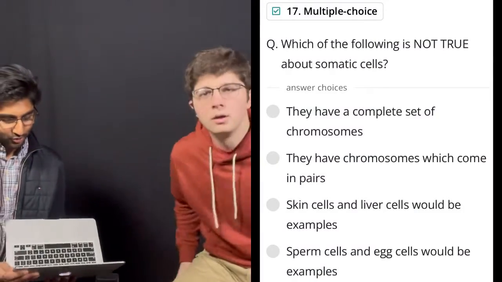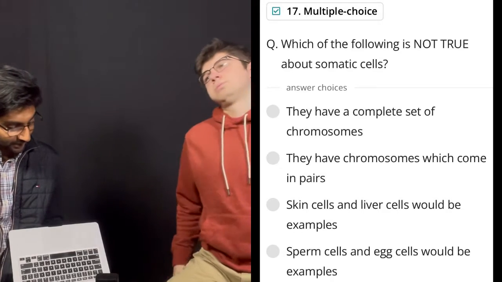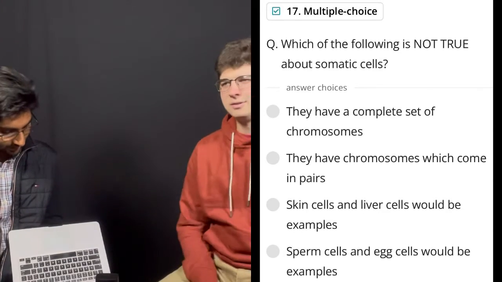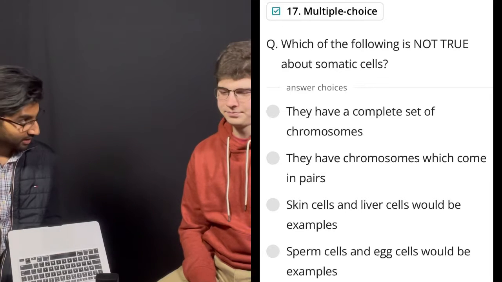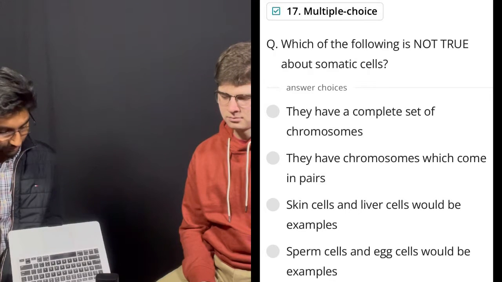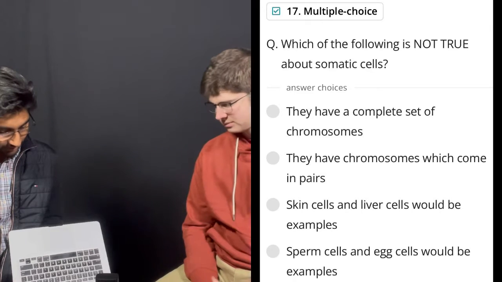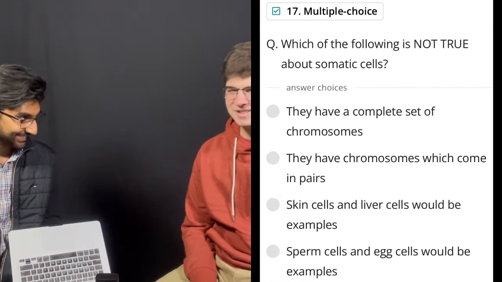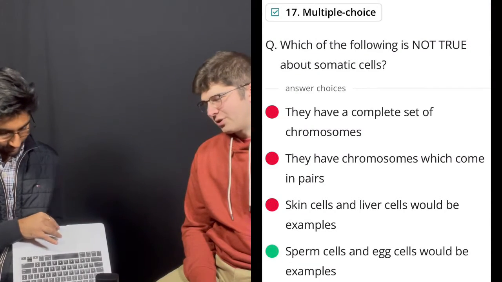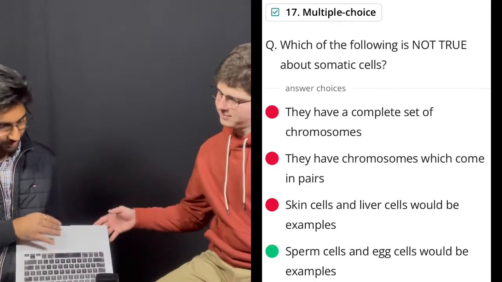Which of the following is not true about somatic cells? A, they have a complete set of chromosomes. B, they have chromosomes which come in pairs. C, skin cells and liver cells would be examples. D, sperm cells and egg cells would be examples. D. Sperm cells and egg cells. Yeah, those are gametes. Okay. So they have half. So they would have 23 chromosomes. Or it's one. Whatever. It's 1N. Yeah, so it's 1N. It's half of each chromosome.